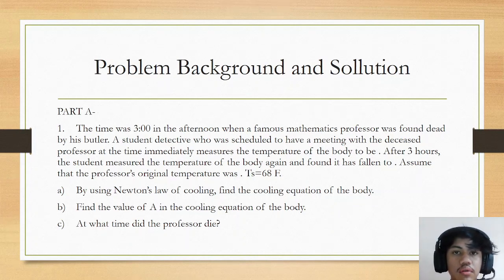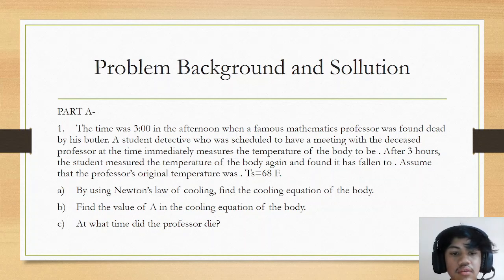Today I will present about the problem background and solution. Okay, the first question is: the time was 3 in the afternoon when a famous mathematics professor was found dead by his butler. A student detective who was scheduled to have a meeting with the deceased professor at the time immediately measured the temperature of the body to be 87 degrees Fahrenheit. After 3 hours, the student measured the temperature of the body again and found it had fallen to 84 degrees Fahrenheit. Assume that the professor's original temperature was Ts, 68 Fahrenheit.